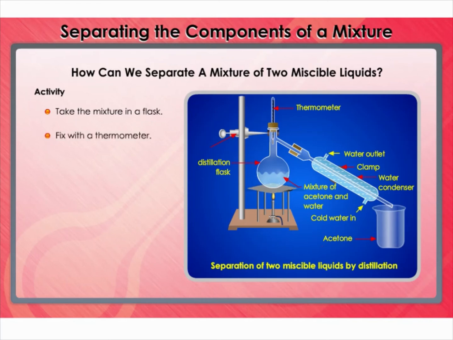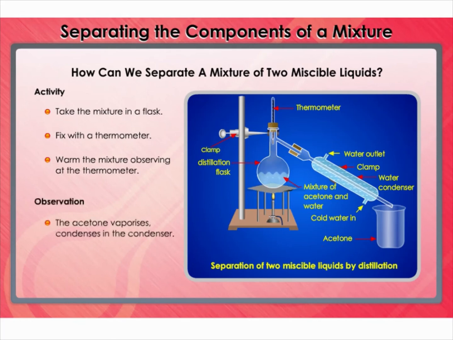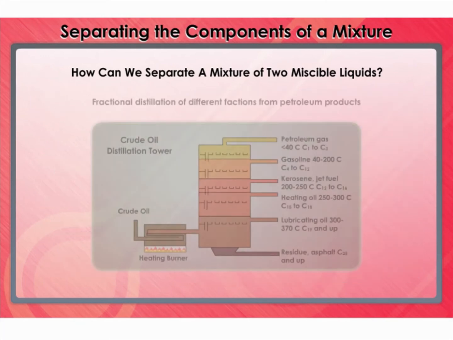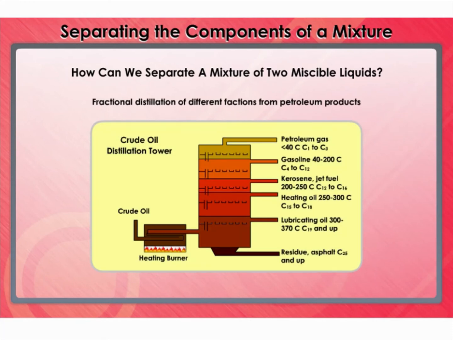Fit it with a thermometer. Heat the mixture slowly, keeping a close watch at the thermometer. The acetone vaporizes, condenses in the condenser, and can be collected from the condenser outlet. Water is left behind in the distillation flask. This method is called distillation.